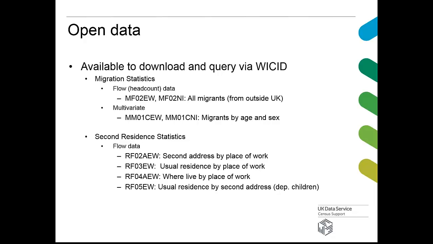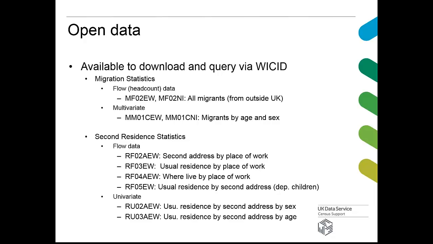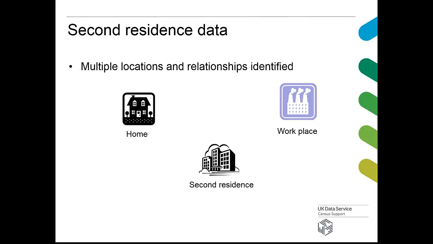One showing flows from a second residence to a place of work. One showing flows from the usual residence to the place of work. One showing flows from where you live, which might be your usual residence, or might be a second residence that you have for the purposes of work, to your place of work. And finally, a table of flows showing usual residence to second address for dependent children. We also have some univariate observations of the second residence data by age and by sex.